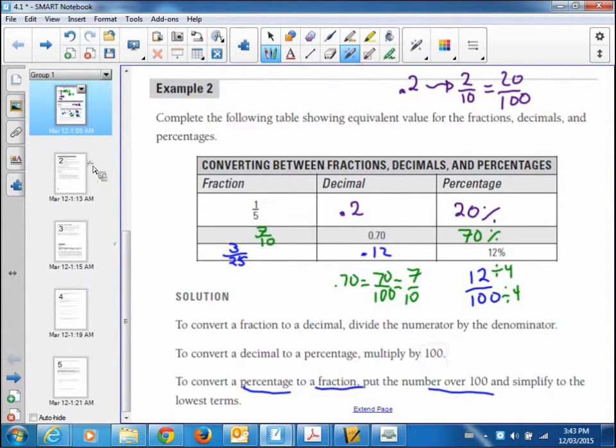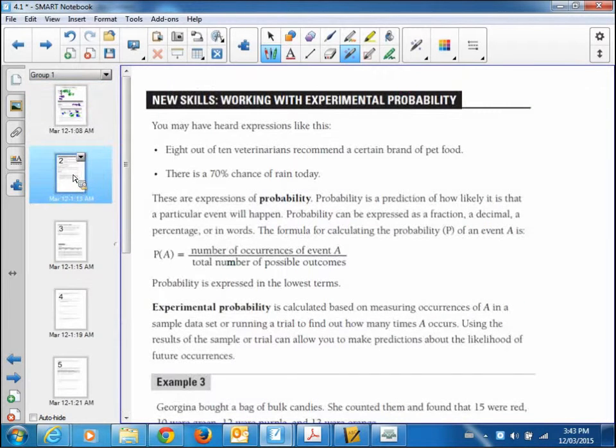Now, next, working with experimental probability. Okay, let's think about some things as we read here. You might have heard some things like 8 out of 10 veterinarians recommend a certain brand of pet food. 8 out of 10, that's a fraction.